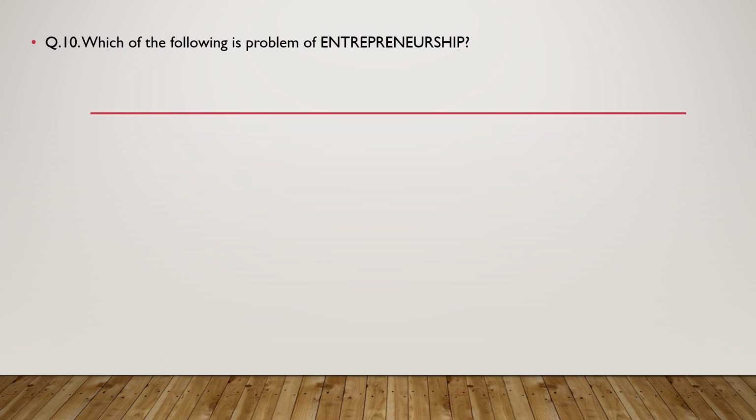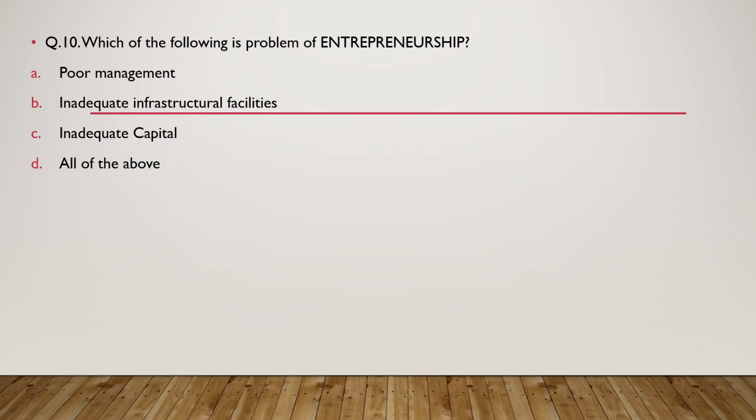Then the next question is, which of the following is a problem of entrepreneurship? Now you should be aware of what the problems are. First of all you should know what entrepreneurship is, and then what the problems of entrepreneurship are. There are general problems, financial problems, marketing problems, personnel problems. So many problems are there, and you have to read the options first. So first is poor management. Yes, poor management is also a problem of entrepreneurship. If there is not adequate management, it will have an impact on entrepreneurship.